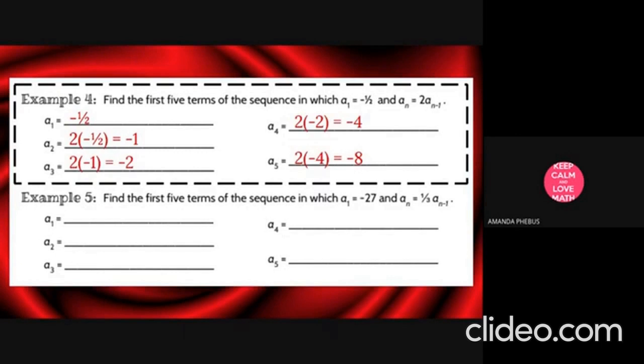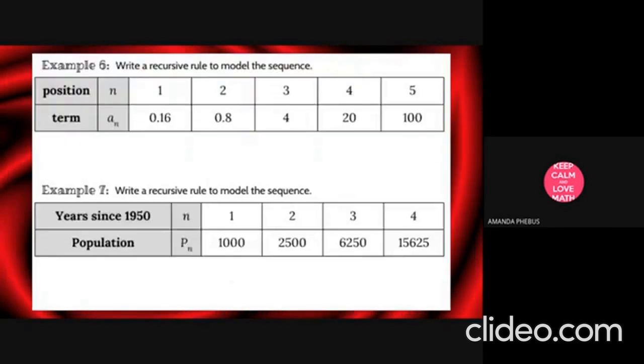All right, example 5, our first term is going to be negative 27, and we're going to multiply each of those answers by 1/3 and then create our sequence that way. So 1/3 of negative 27 is negative 9, and 1/3 of negative 9 is negative 3, and 1/3 of negative 3 is negative 1, and 1/3 of negative 1 is negative 1/3. So our sequence is negative 27, negative 9, negative 3, negative 1, negative 1/3. Hopefully you did well.